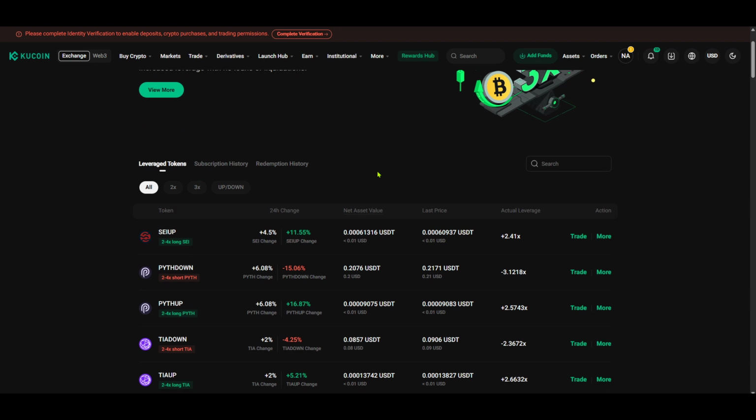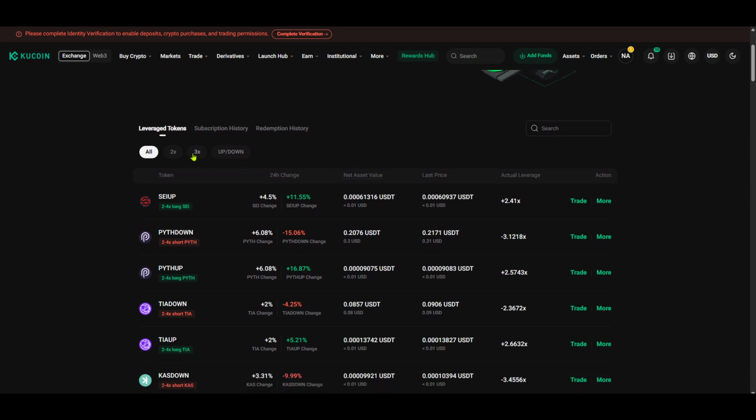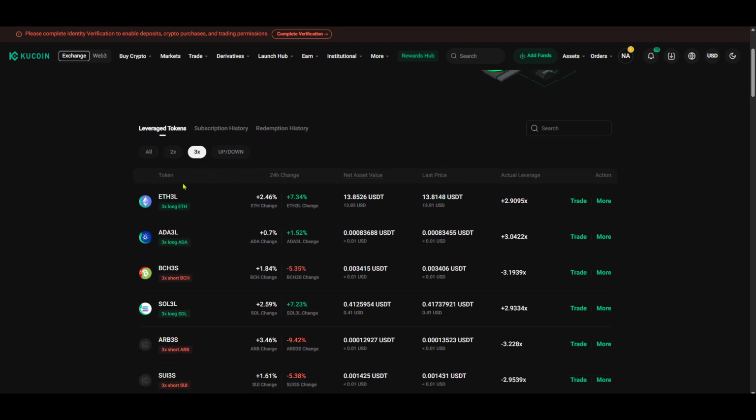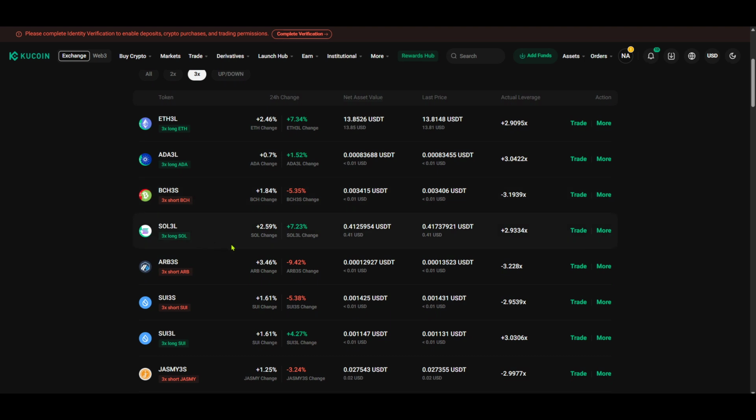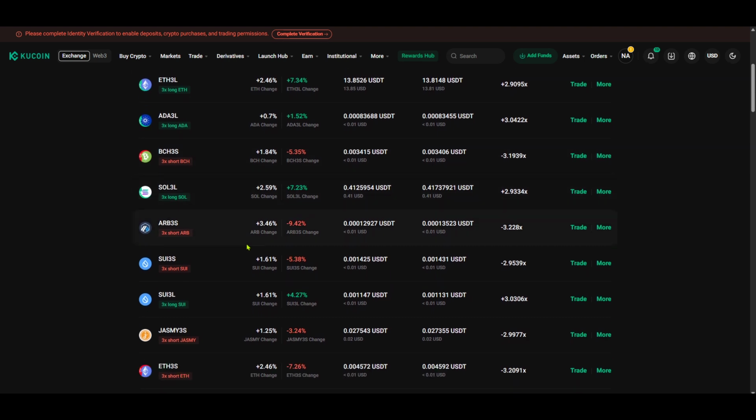By selecting 3x, you're opting for tokens that are 3 times leveraged. This means that your exposure and potential gains, or losses, are amplified by a factor of 3 compared to holding the underlying asset directly. Trading with leveraged tokens at 3x can be advantageous if you anticipate a clear market direction.